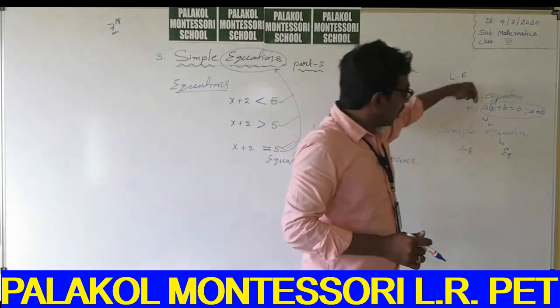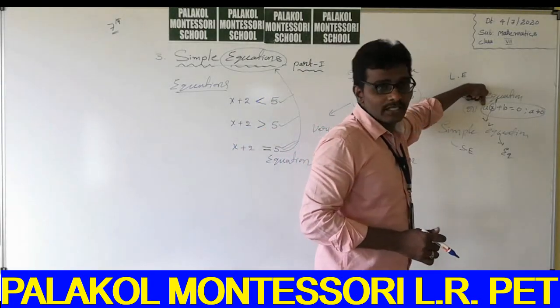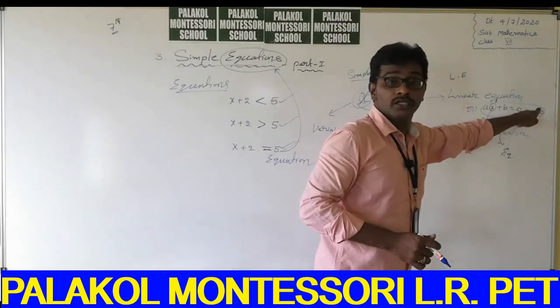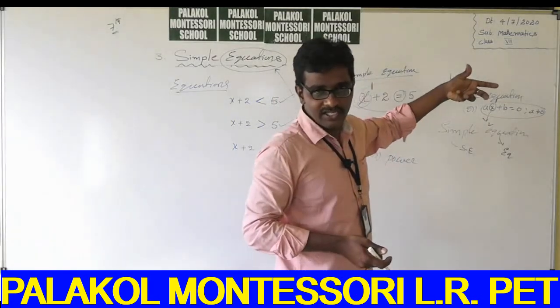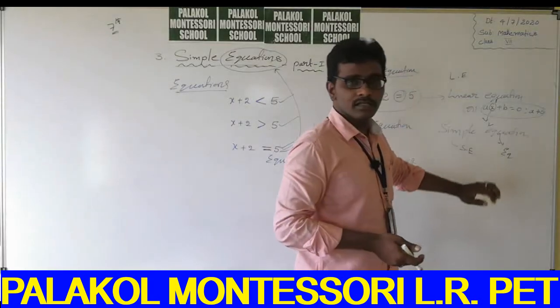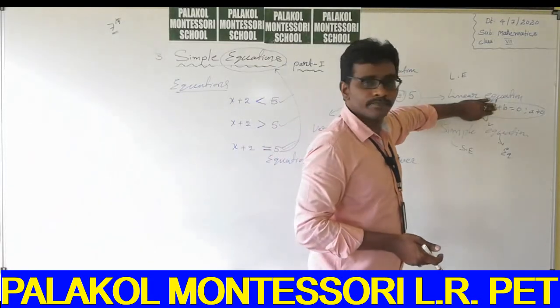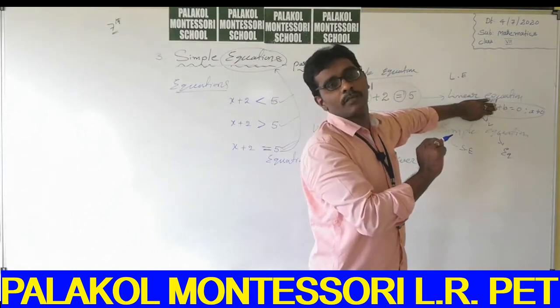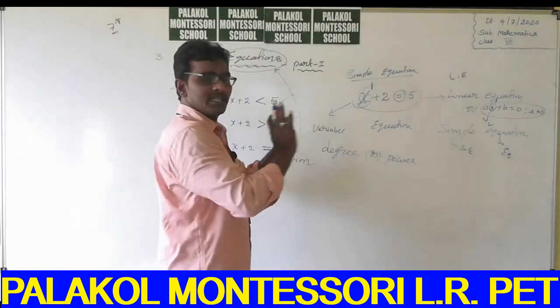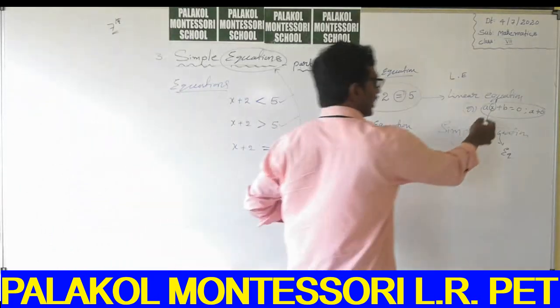And one more point: what is the coefficient of x? a is not equal to 0. Guys, suppose a is equal to 0, then a times x, the whole term collapses. Only the constant term is there, and a constant equation is formed. It's not correct, it's not a linear equation.